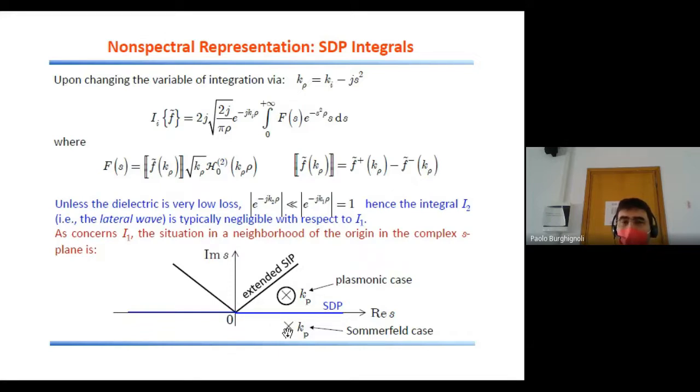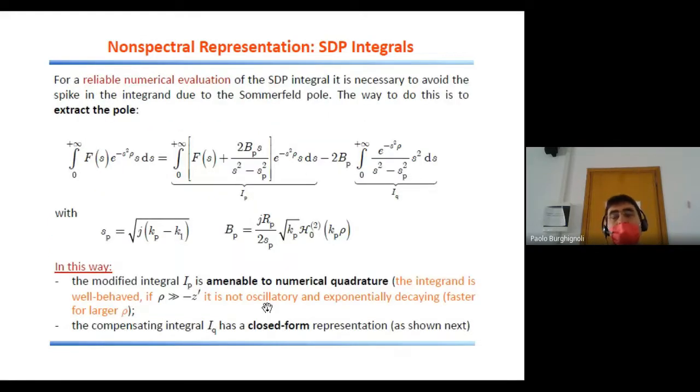In both cases, however, the pole will be close to the origin, which is the saddle point, and therefore we need to explicitly deal with its presence. And the right way to do that is to extract from the integrand a function that contains the pole singularity. This extraction regularizes the integrand, that is, once you add to the original function f this term here, what you obtain in brackets is now a regular function, that is a function that has not the Sommerfeld pole anymore. And therefore, you can deal with this new integral with the standard asymptotic techniques.